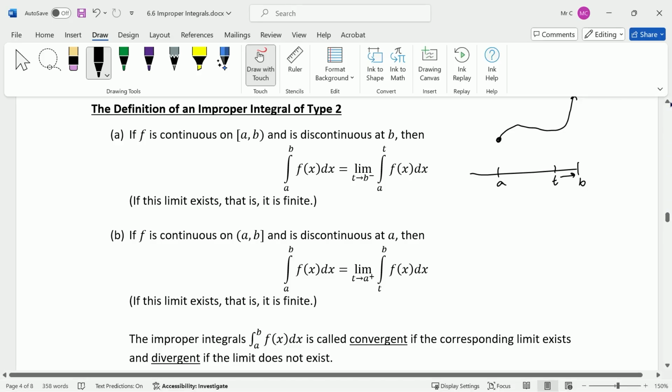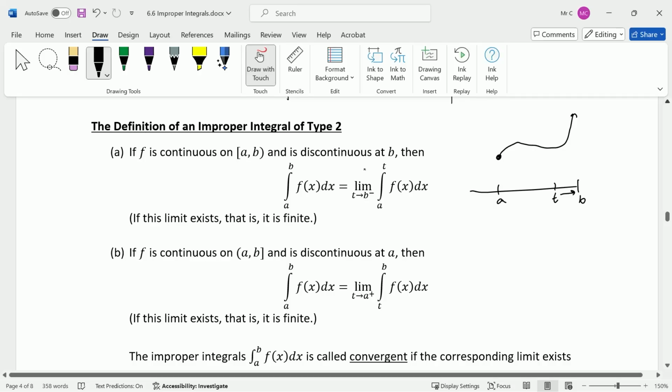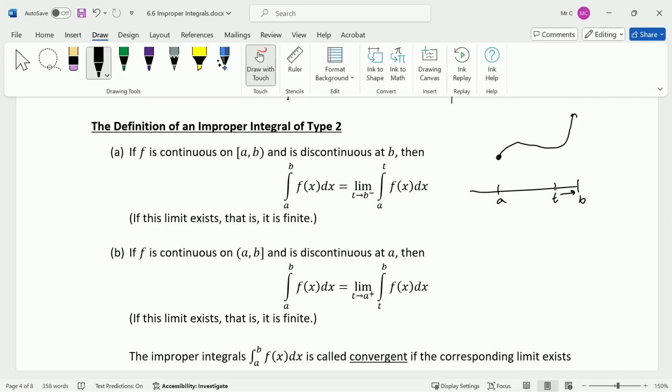So whenever you're not totally sure, you can always draw your interval and plot a t somewhere in that interval and ask yourself, does t have to move to the right or the left to approach the asymptote? So it's moving to the right, but that means we read this as t is approaching b from the left.